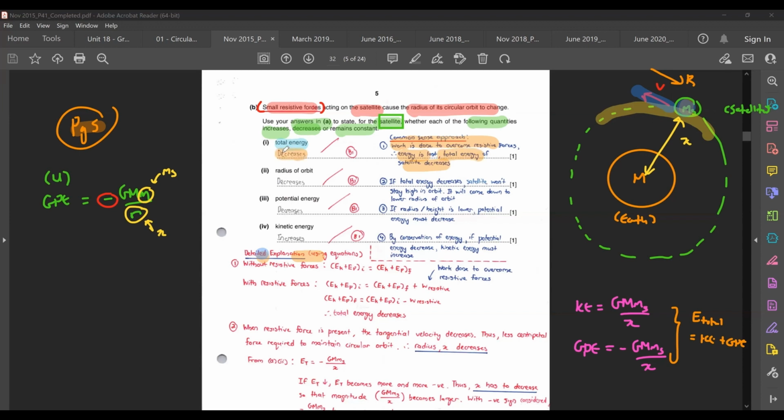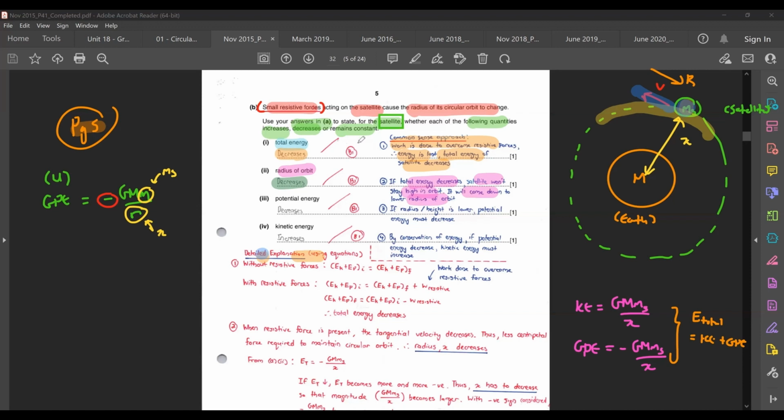So this one is for part 1. Because you know work has to be done against resistive forces, the energy of your satellite must decrease. And now after that, you look at part 2. What do you think will happen to the radius of the orbit? Now, common sense will tell you if the total energy of your satellite decreases, chances are it won't orbit as high anymore. It will definitely orbit at a lower radius, so the radius must decrease. So here I wrote that the total energy decreases, the satellite won't be able to stay high in the orbit, it will come down to a lower radius of orbit. So this one is just using some common sense.